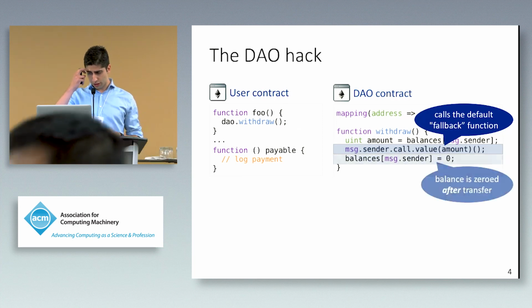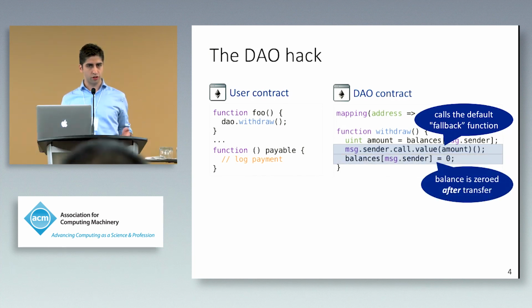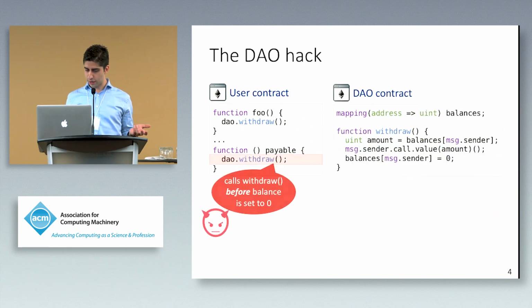What the attacker observed is that the balance of the transaction sender is set to 0 only after the call instruction terminates. So the attacker was smart enough to figure out that in this default function, you could write it in a way where you would call back the DAO contract, again, the same withdraw function. And then this second call would go through with the same original balance of the user.